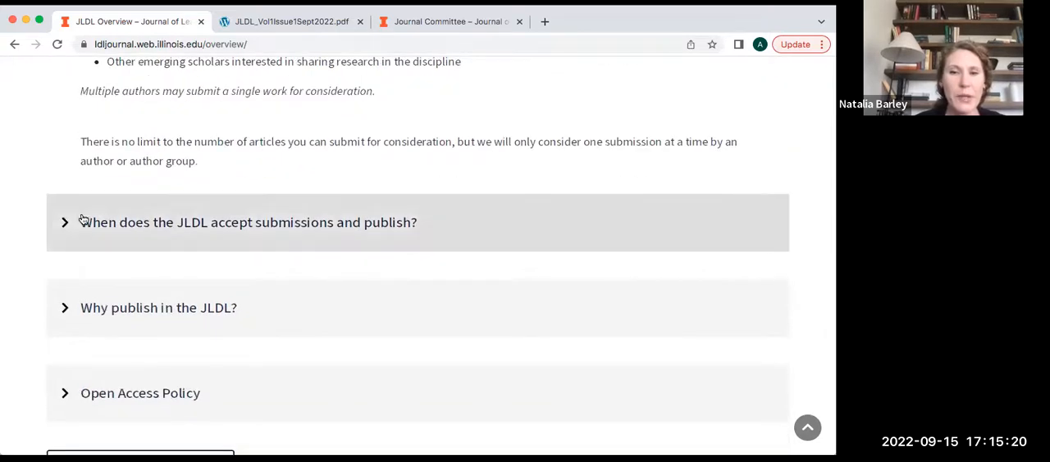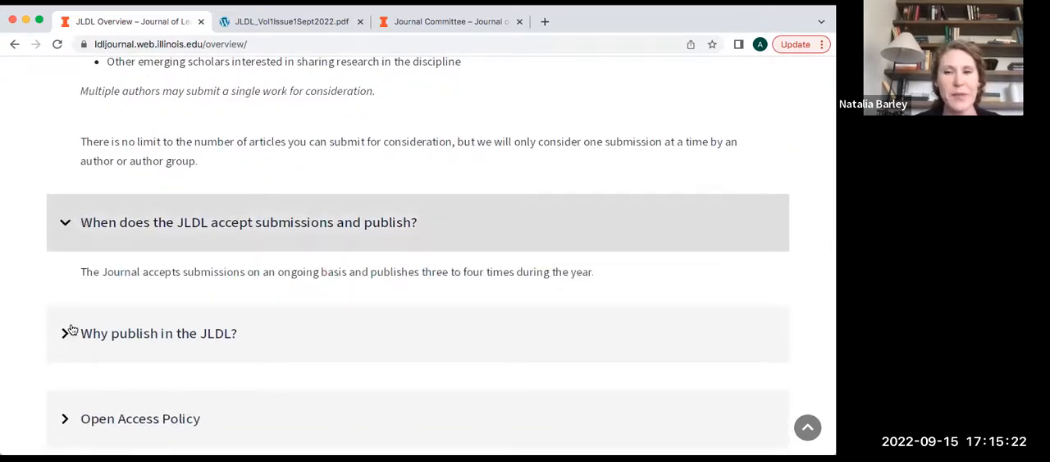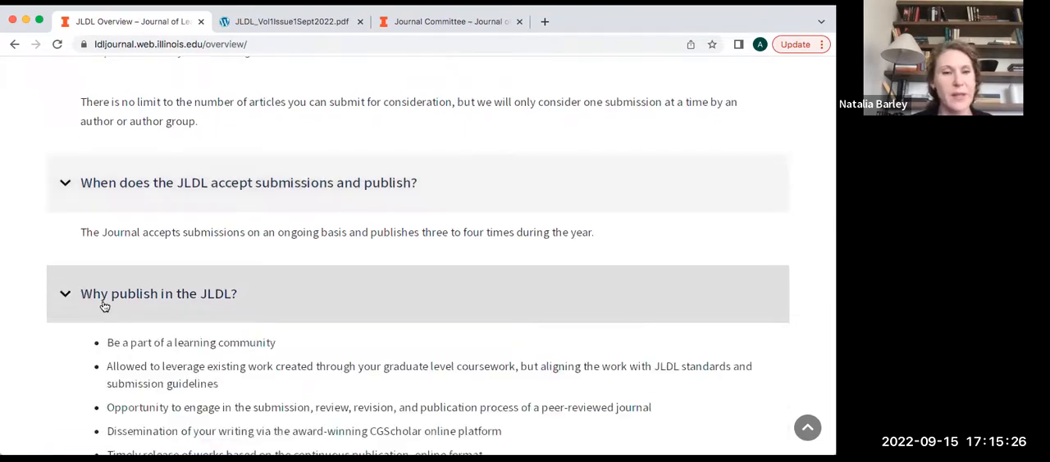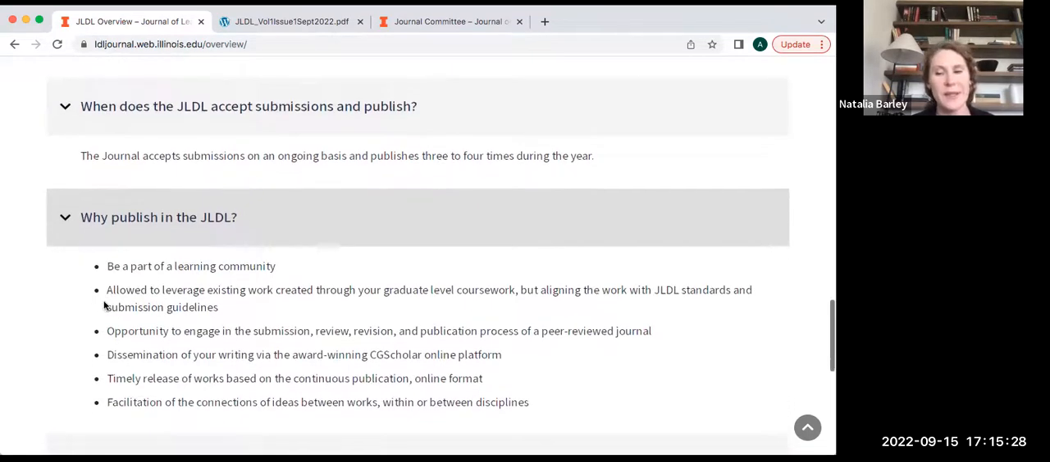How often do we publish? When do we accept submissions? I know I already mentioned that we plan to publish 3 to 4 times a year at this time. This could change, but this is our plan as of right now. And we are accepting submissions on an ongoing basis. So any time you're ready to submit, please engage with us and we'd be happy to look at your manuscript.